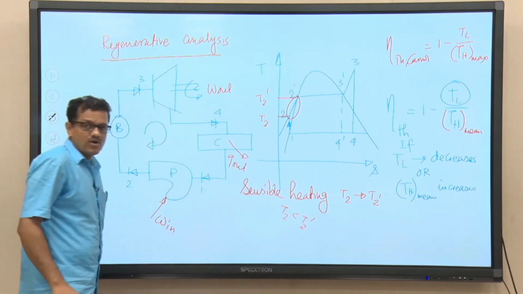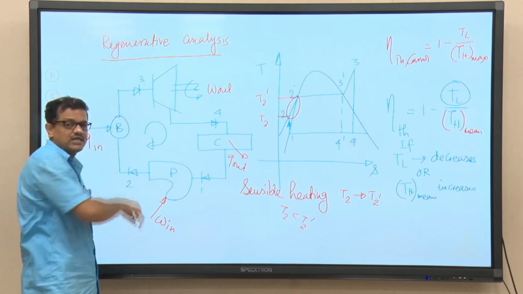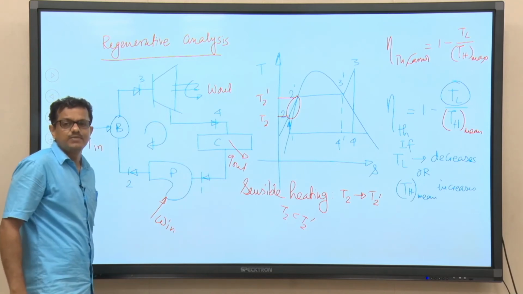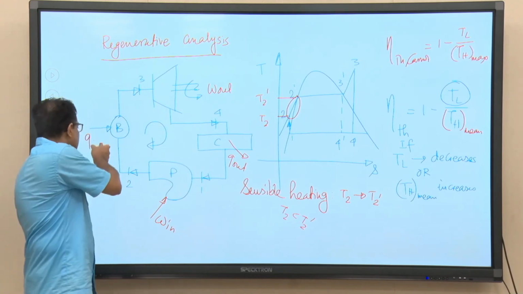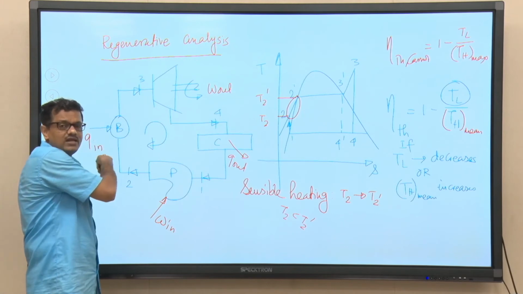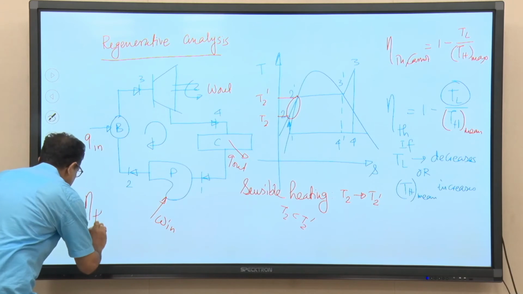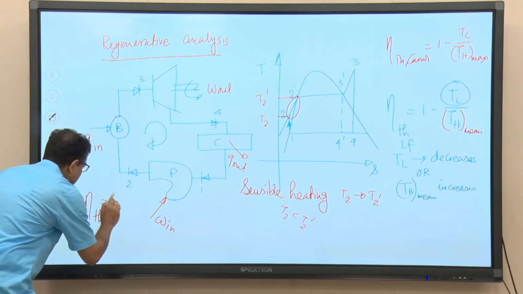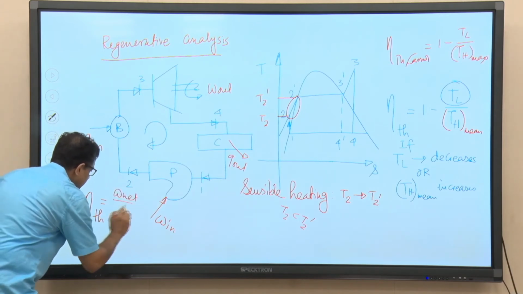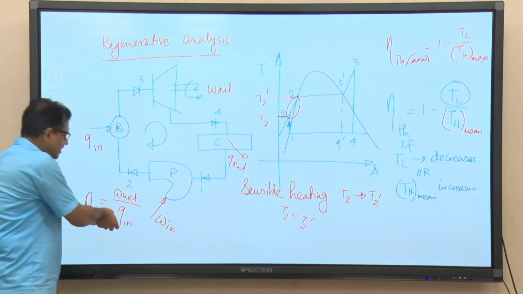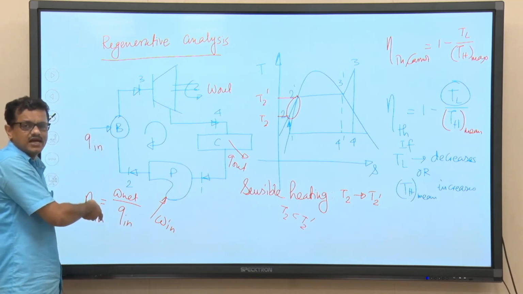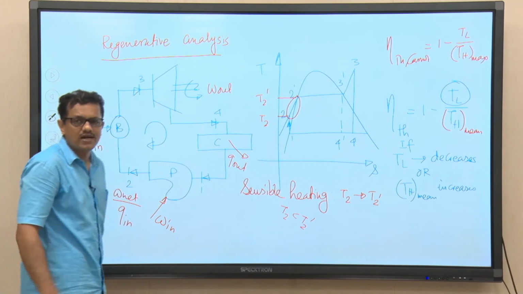So, the net work divided by net heat input, Q in, is the efficiency. So, if we can reduce the Q in, then efficiency can be increased. So, efficiency can also be viewed as W net divided by Q in. If we can reduce Q in, we can increase efficiency and it will be closer to the ideal Carnot cycle efficiency, right.